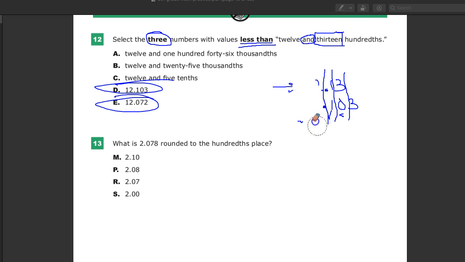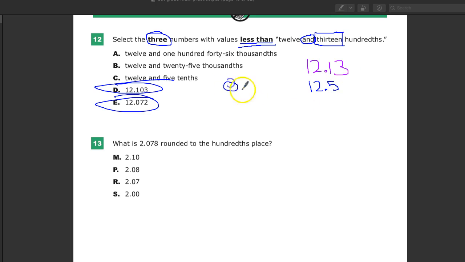Now, 12 and 5 tenths. So first things first, I'm going to go back and write my original number. Then I'm going to compare 12 and 5 tenths. 12 point, and this is 5. Because tenths looks like this, so the 5 goes right here, and then you get 12.5. Do that, make a comparison. Same, same. This one's larger, so this is not an answer. Erase that one.